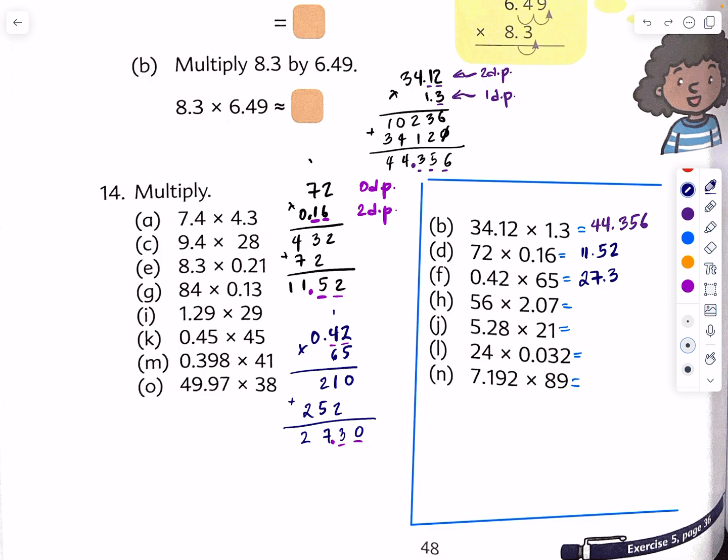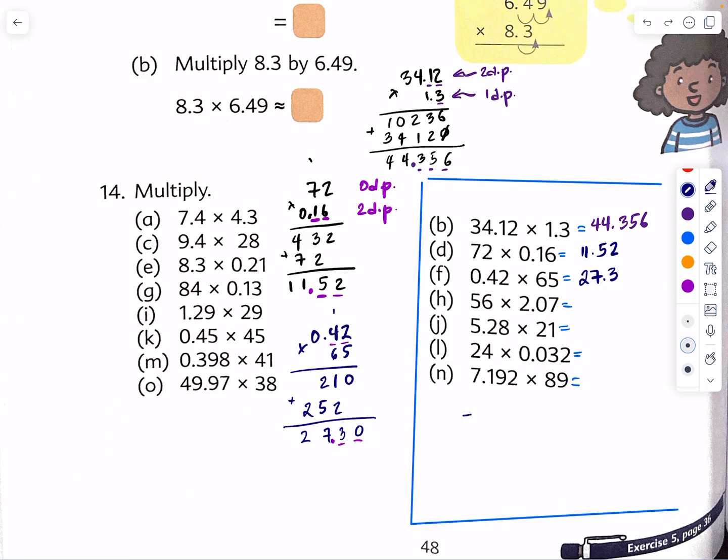My friends, I'll let you finish the rest of the examples. Again, the algorithm, let's just solve one more. Let's just solve the last one. N seems to be quite hairy. We have so many digits to multiply, so let's do that. Let's find the space. 7.192 times 89. Whoa, so much multiplication.